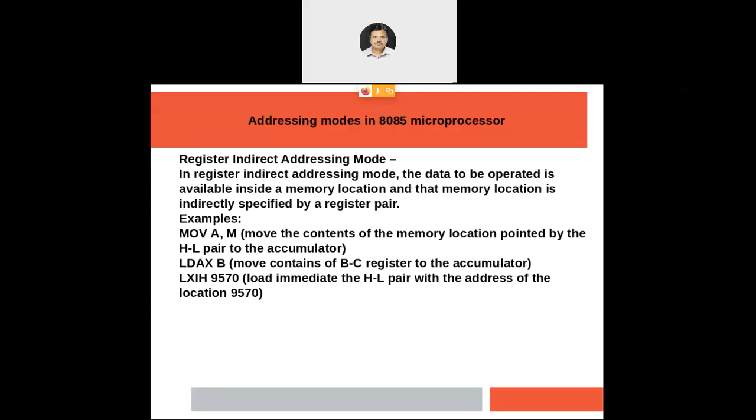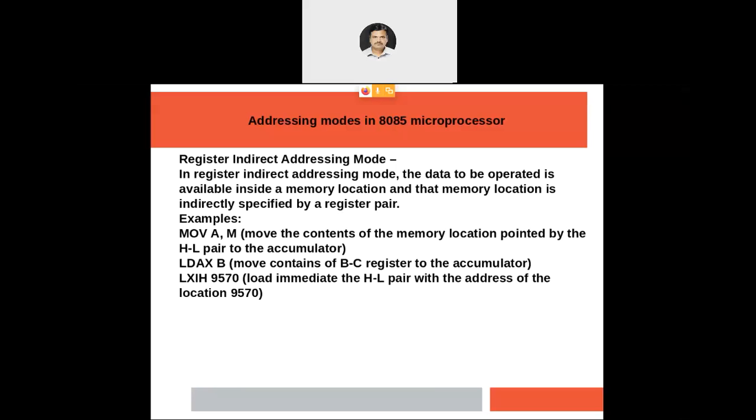Then register indirect addressing mode. In this case, the data to be operated on is available inside the memory location. Whatever data has to be operated on is inside the memory, and the memory location is indirectly specified. For example, if there is an instruction like MOV A, M, the meaning is to move the contents of the memory location pointed to by the HL pair. In this case, M by default addresses the HL pair. Whatever the content at the HL pair address, that is transferred to the accumulator. That is the 8-bit data.